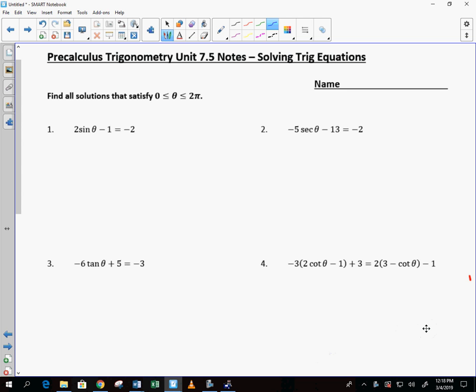Today, we will solve trigonometric equations. Ready, set, go. Our answers will be between 0 and 360 degrees. We are not going to solve in radians or in radian form. We will not do that.